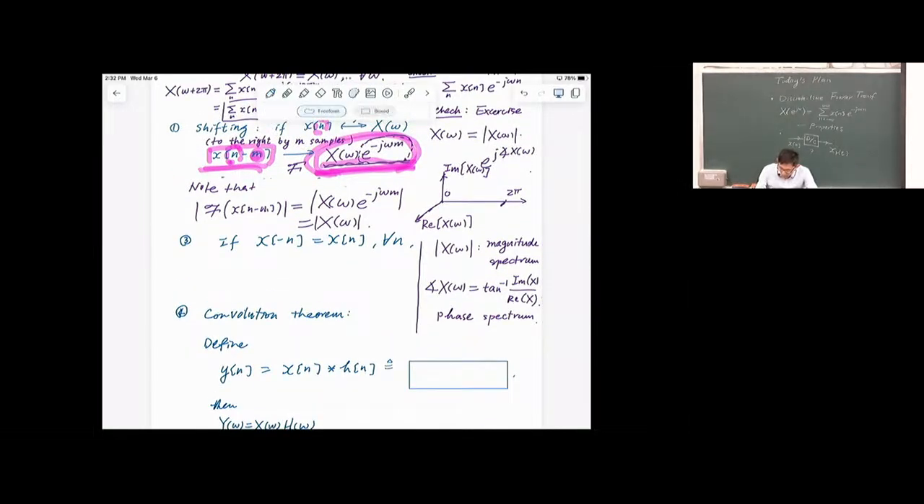I want to move my notes around. I'll move it to here. Hopefully I have enough space for this. Okay, so now the second property.